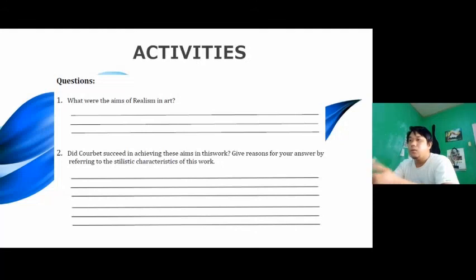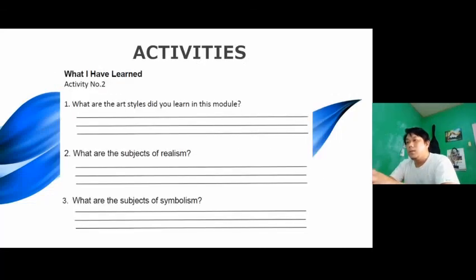So what were the aims of realism in art? Ano nga ba yung objective niya? And number 2, did COURBET succeed in achieving these aims in this work? Na-achieve niya ba? Okay, yung gusto niya mangyari. Give reasons for your answer by referring to stylistic characteristics of his work. So, magbigay kayo ng mga reasons kung bakit na-achieve niya ito or kung bakit hindi. No? So, second activity, okay, you're going to answer also the questions.